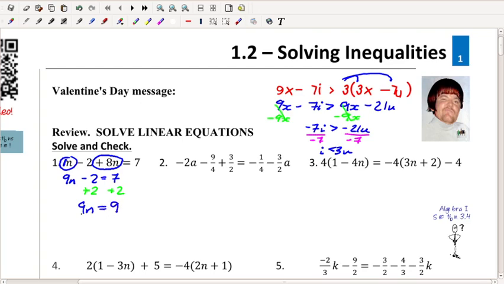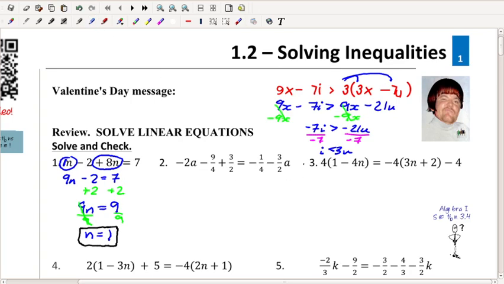Now I want to get the n by itself, so it's 9 times n, so the opposite operation of times n is divide by 9. So divide by 9 on both sides. That will cancel 9 and 9, and it leaves me with, on the left-hand side, an n, and on the right-hand side, a 1. And we're going to start boxing our answers just so they're easy to find, so that when you're checking your homework or I'm checking your quizzes, it's easy to see what your final answer is. So in this case, n equals 1 is my final answer.